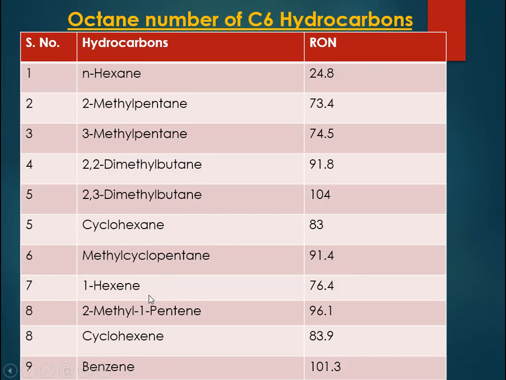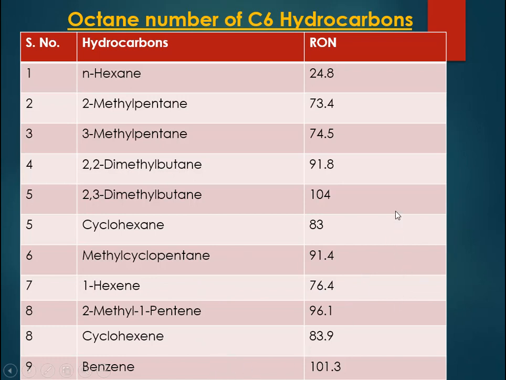Olefins again have higher octane number compared to the paraffins, but even in olefins, branching increases octane number. For example, 2-methyl-1-pentene has an octane number of 96.1. And in cycloolefins, octane number is higher compared to normal straight-chain olefins. And finally, for aromatics, octane number is very high.